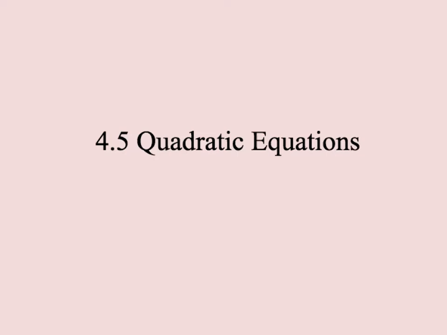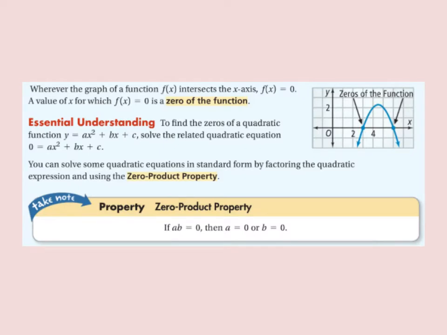4.5 quadratic equations. 4.5 is all dealing with finding zeros. What are zeros of a function? Zeros of a function is where it crosses the x-axis. These right here, if I were to graph, would be the zeros of that function.